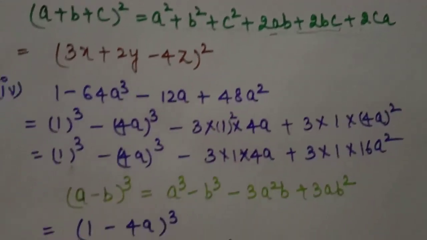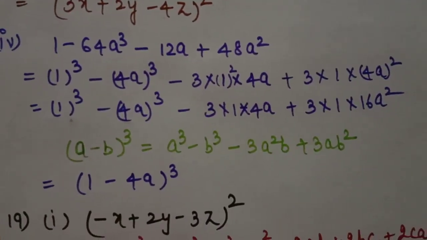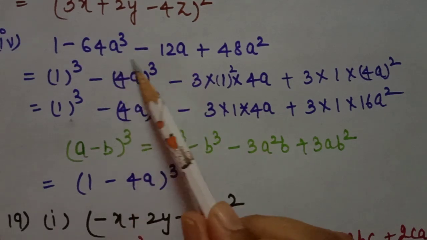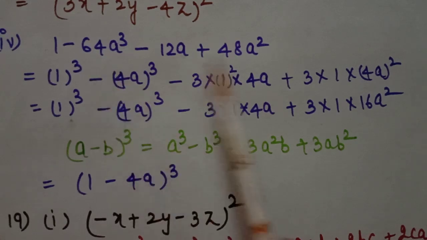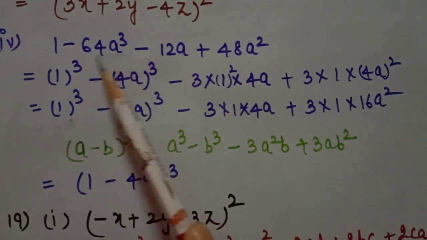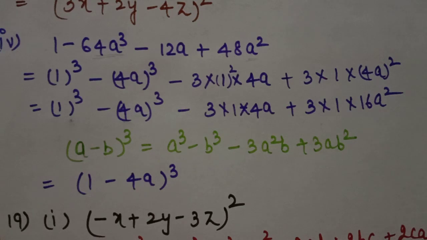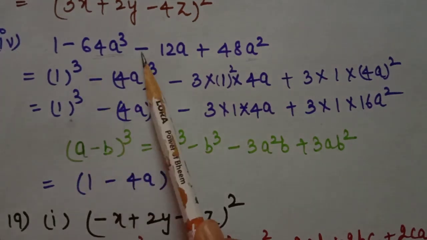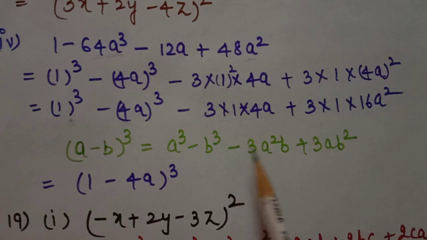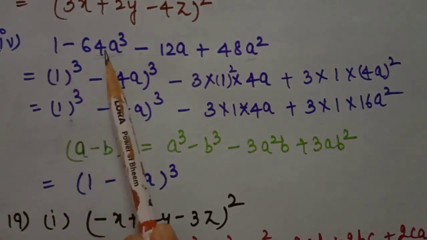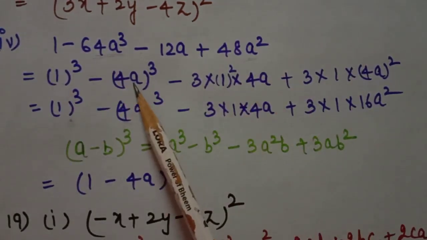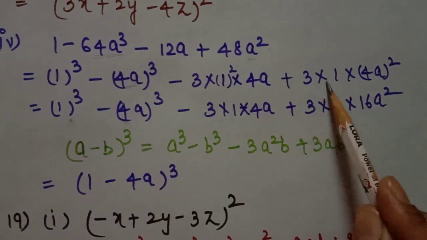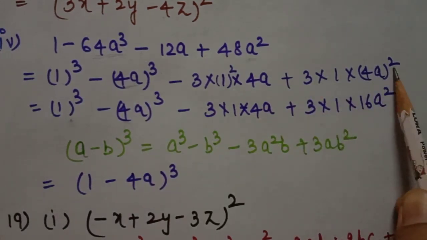So students, the next and last part of this question, part number 4: 1 minus 64a cube minus 12a plus 48a square. We have to factorize this. So 1 cube is there, 1 square is there, so definitely it is (a minus b) whole cube, because the minus sign is also there: a cube minus b cube minus 3a square b plus 3ab square. So we will change them to whole cube. It is (1) whole cube, (4a) whole cube, minus 3 into 1 square into b, b meaning 4a, plus 3 into 1 into (4a) whole square.